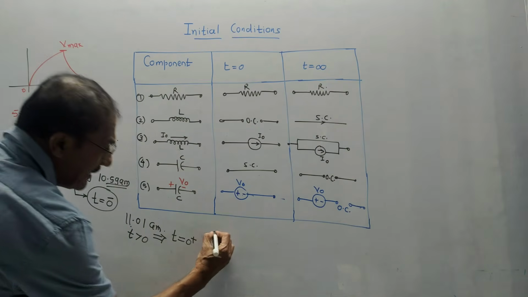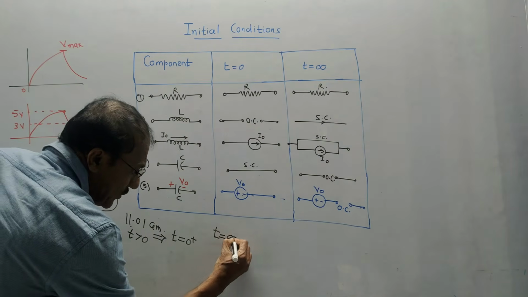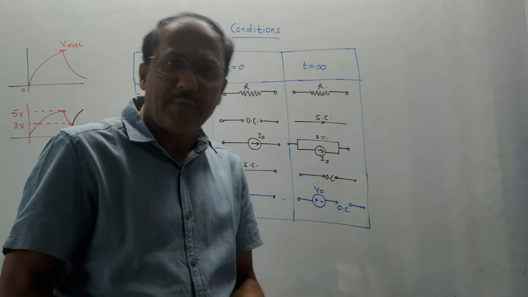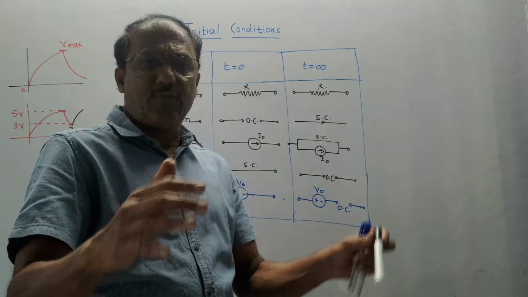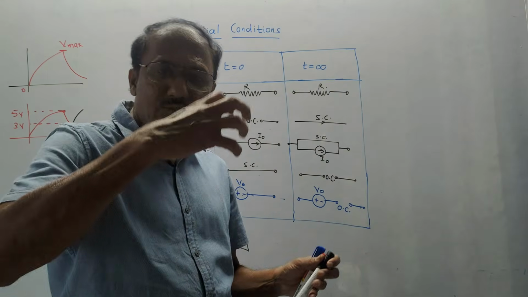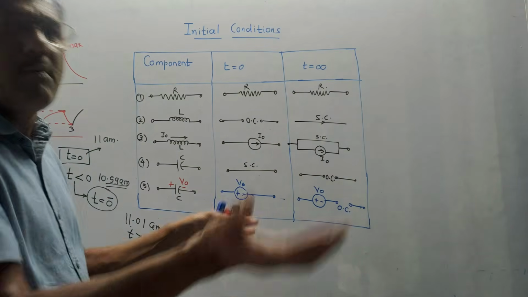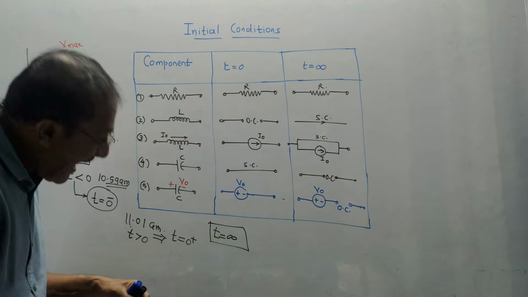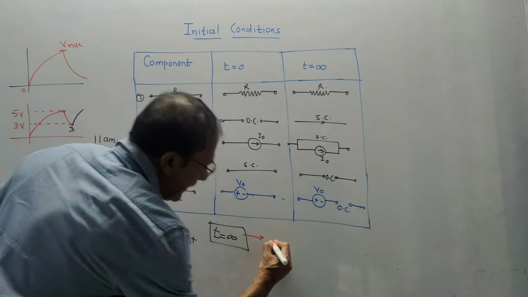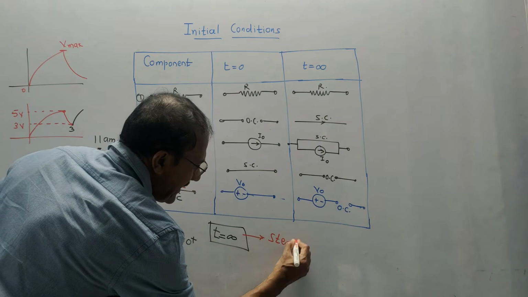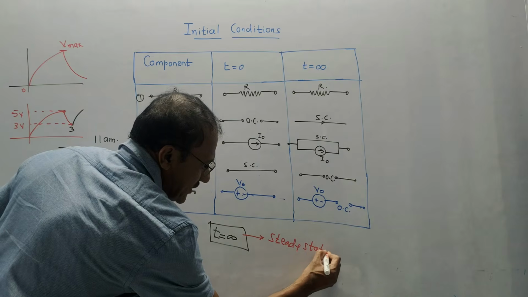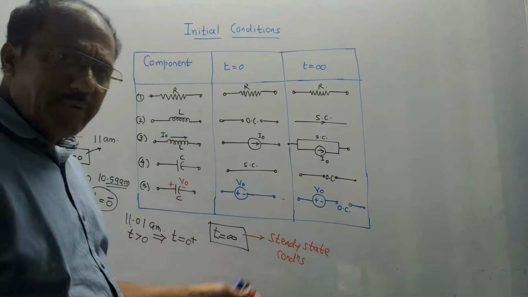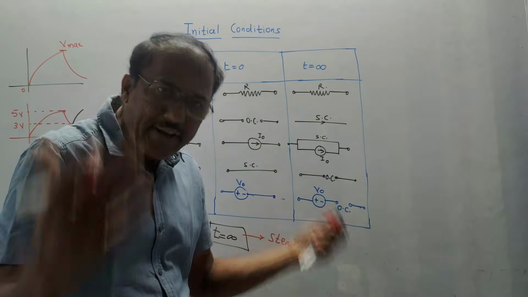Now there is one more term denoted by t equals infinity. T equals infinity means you are performing a particular experiment for a longer time period. Let us say from 11 a.m. to 12 noon. So this is a 1 hour time period, which is longer compared to seconds or milliseconds. Then it is denoted by t equals infinity, and the mathematical term related to this is steady state condition. So steady state condition means the condition which you will get after performing the experiment for a very long time.